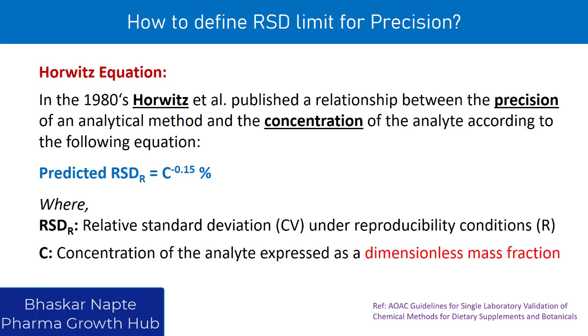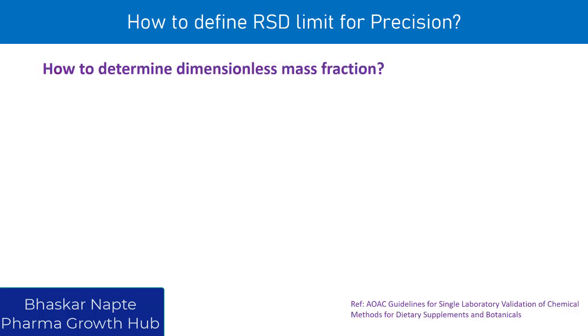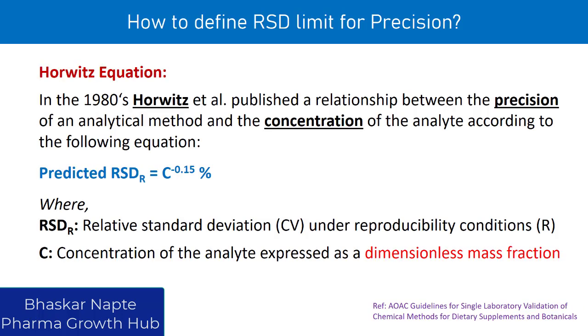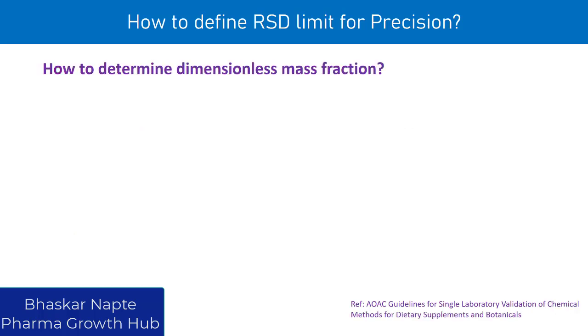Now these last three words are very important. Dimensionless mass fraction. So let us understand, first, how to determine the dimensionless mass fraction. If you go back and look at the equation, we need to have only the concentration of the analyte. And based on that, Horwitz has given the equation to predict the requirement of the percent RSD. So let us understand how to determine the dimensionless mass fraction.